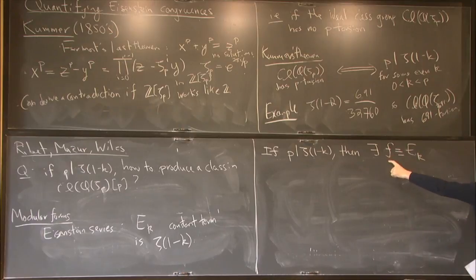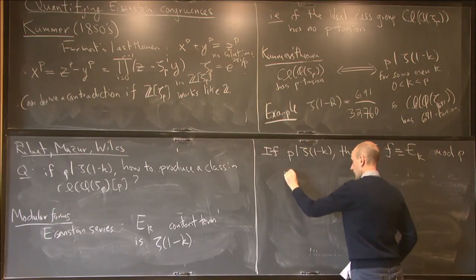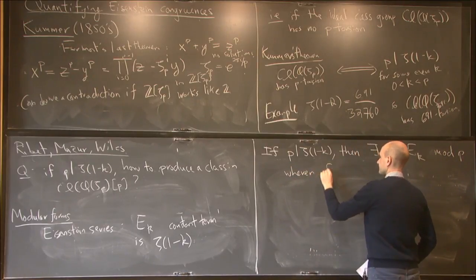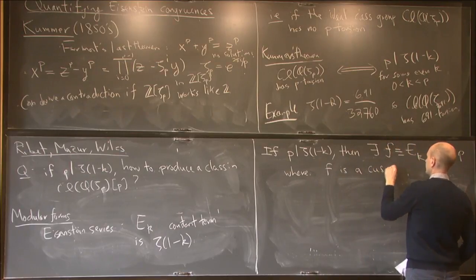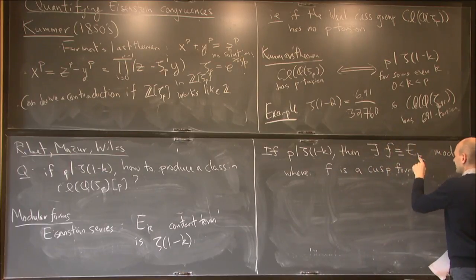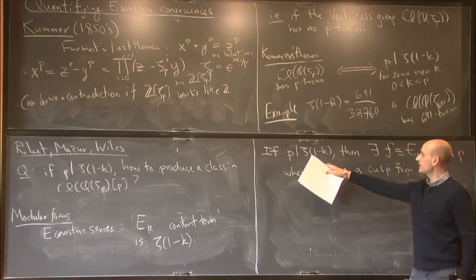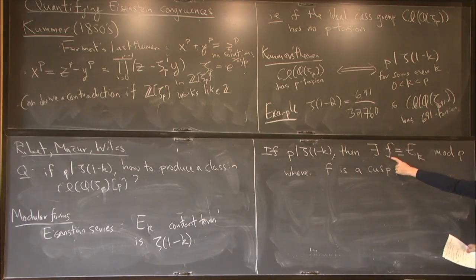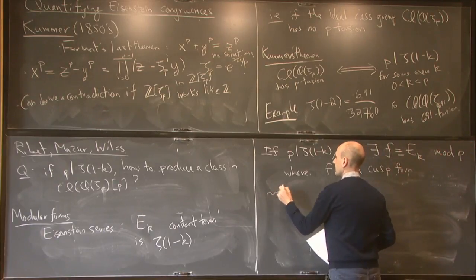So there's a different modular form f, congruent to this thing mod p, where f is a cusp form. Eisenstein series are like the easy modular forms, and cusp forms are like the hard modular forms. Because p divides this thing, you get a congruence between the difficult modular form and the easy modular form. And from the existence of this f, you can explicitly produce some class.